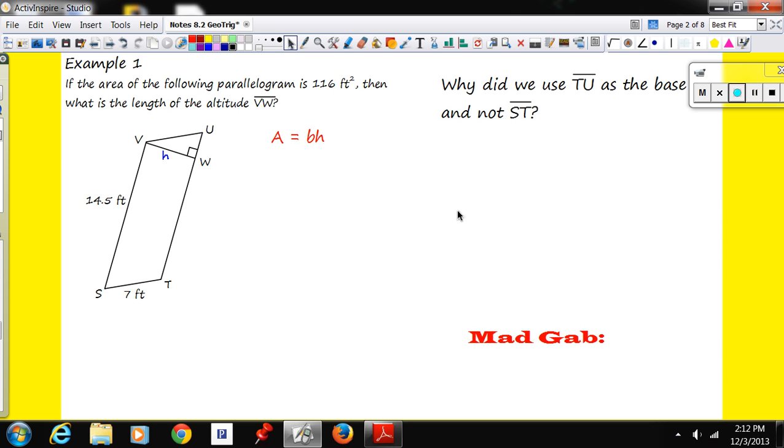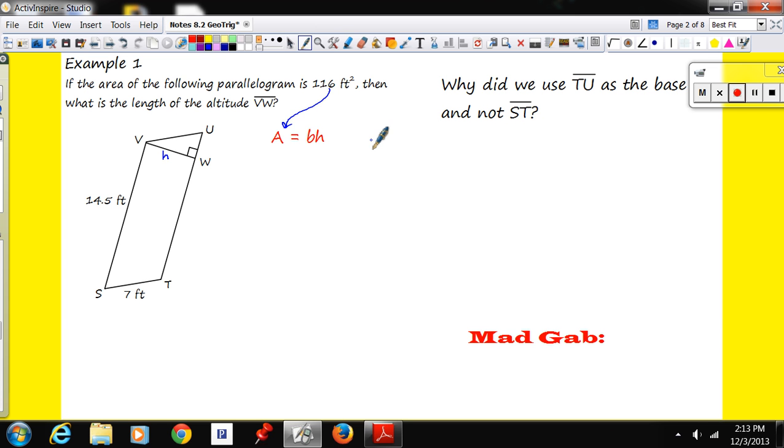What do I know? I do know the base. What's the base? 7? 14.5? Which one is it? Do we know anything else? We do know the area. For sure, this area is going to go in for A. We know that's going to go in here, right? We just need to know which one of these two numbers is my base.